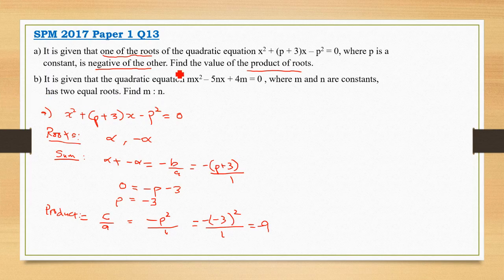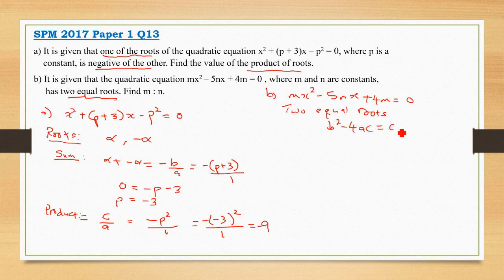Now part B is about the relationship with your type of roots. So what is given here? Two equal roots. It's a different question, but with the words two equal roots. What is meant by two equal roots? Let me write the question first. Remember, two equal roots stand for the type of root that you need to look at. So two equal roots means b squared minus 4ac equals 0. Equal sign, equal roots.